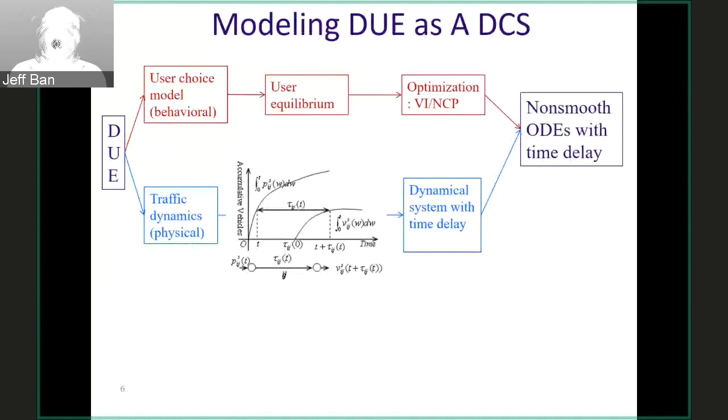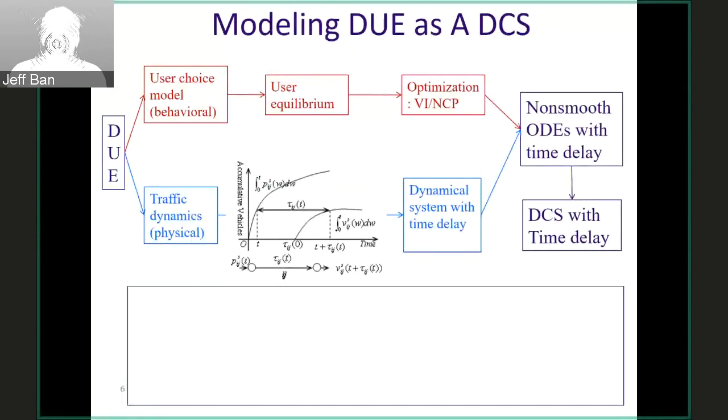Recently it has been recognized that maybe this can be reformulated as a DCS with time delay, which I'm going to introduce, what that means. There are two lines of research on this. One is by Pong, who's at USC, and Stewart in 2008. Stewart is from Iowa State. They published a review paper, a very long 80-page review paper about this DCS.